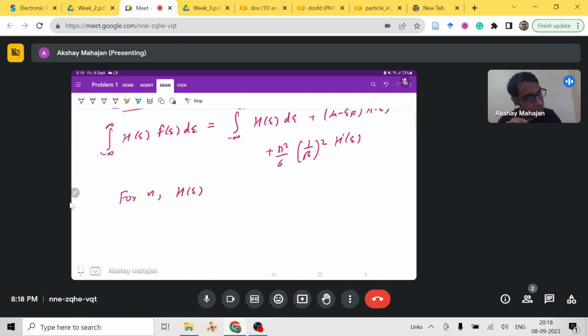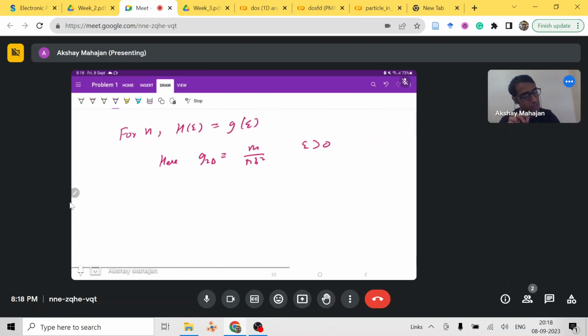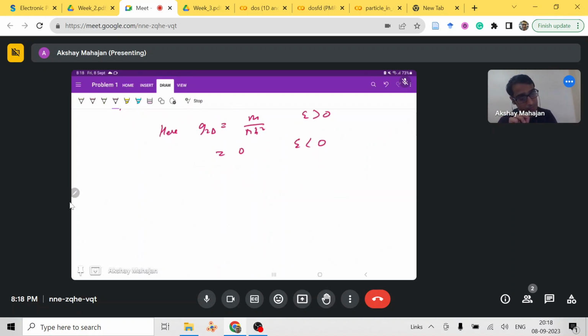Now for n, this h of epsilon for n, which is our free electron density. So we are treating this kind of integral for our electron density. This will become G of epsilon. Okay, and here we have G of 2D, which we know is m upon pi h bar square for epsilon greater than 0, and it is equal to 0 for epsilon less than 0. Alright.